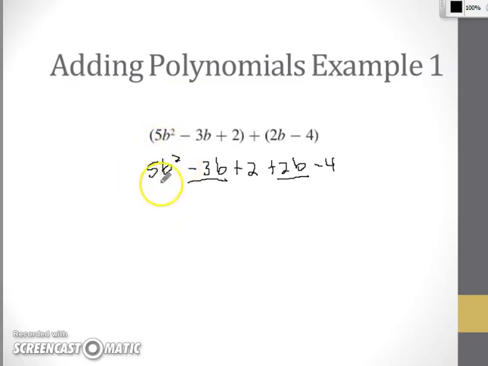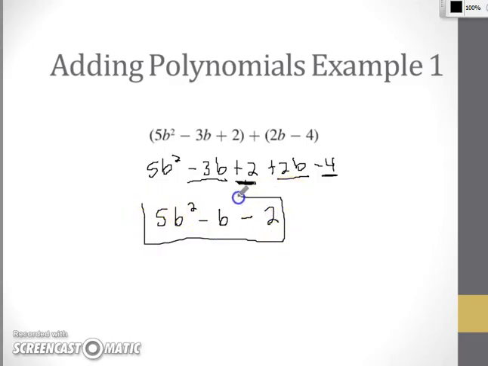There are no terms that match 5b squared, so my answer is going to have a 5b squared. And then a negative 3 plus 2 would make this a minus b. And then I have a plus 2 and a minus 4. Think of it as a positive 2 and a negative 4, or 2 minus 4, which would make this a minus 2. And this would be our answer, because I can't add 5b squared with the other b.